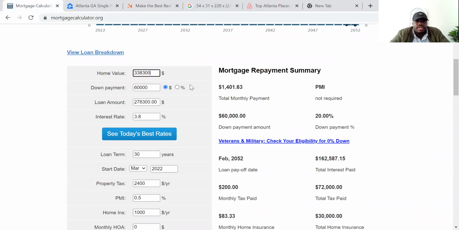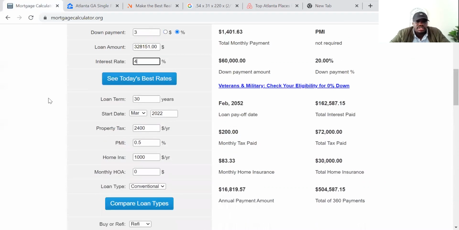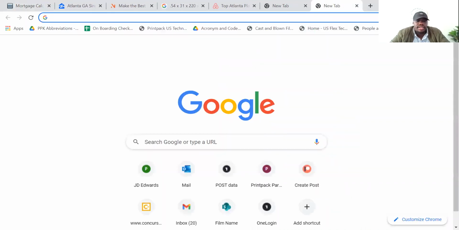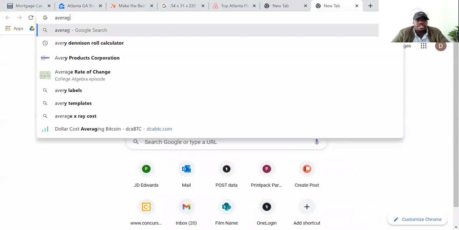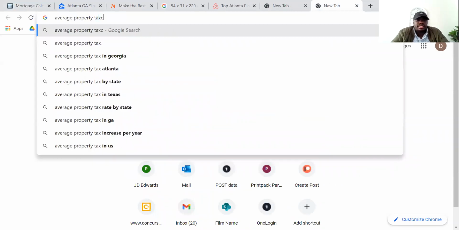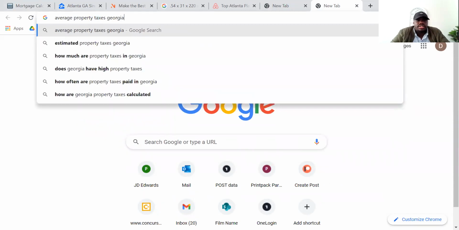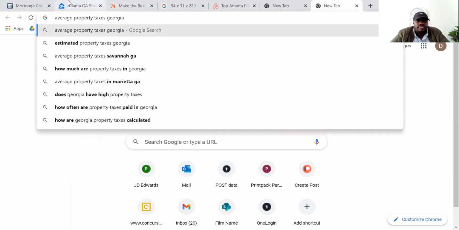330,300. All right. Down payment: with conventional loans, you can do as little as 3% down. Interest rate here, I think it's about 4% today, but let's just say 4% to be on the safe side. Property taxes I know is about 1%, but if you don't know, you can simply search average property taxes, Georgia, and what was the zip code again?